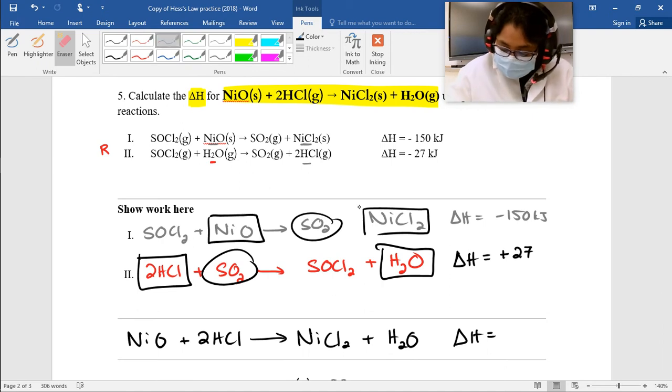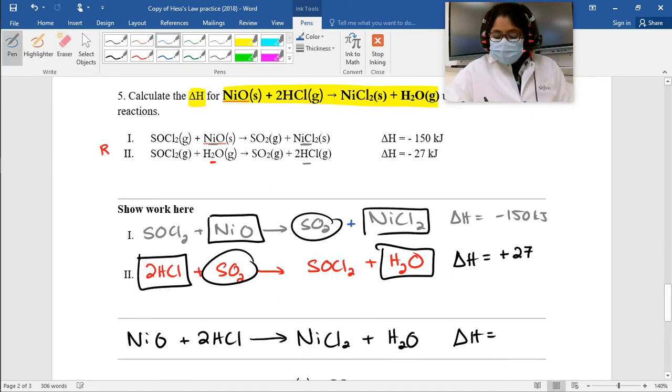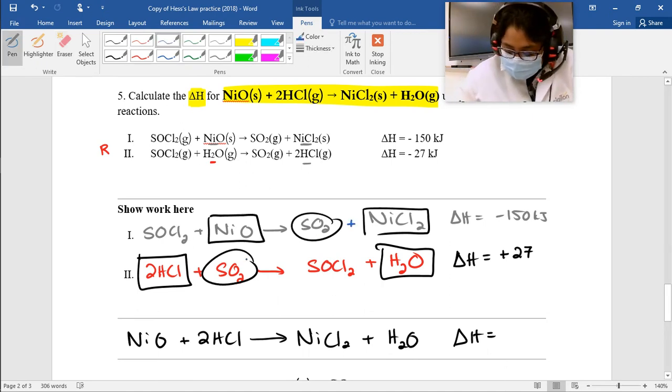Mrs. J wrote an extra arrow there. It's like, what's happening here? All right. You have a SO2 here and you have a SO2 here. This is on the product side. This is on the reactant side, which means they can cancel out.